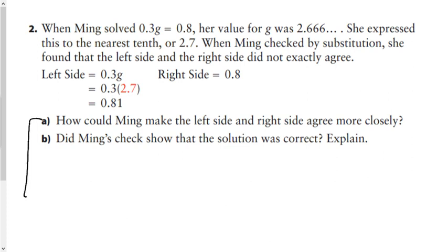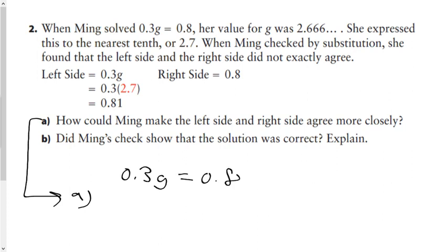Who has an answer for this one? How could Ming, who solved it to get that, how could she make it easier? Instead of rounding to decimals, does anyone have an idea? Let me just show you again. So she did 0.3g equals 0.8.